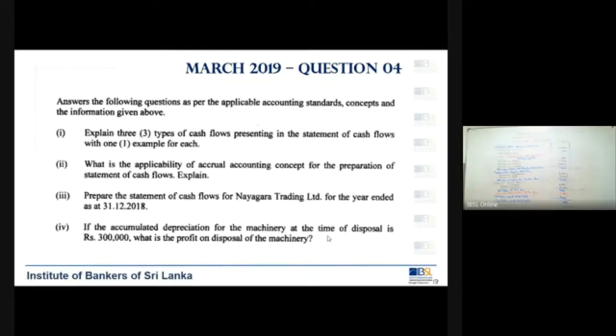So here also you will see the first two parts of the question are theory. The first two sections of the questions are theory. Easily you can score 10 marks. Explain 3 types of cash flows presenting in the statement of cash flow with one example each. That is same as what we did for March 2017 or September 2017. Same question. Second part, what is the applicability of accrual accounting concept for the preparation of statement of cash flow?